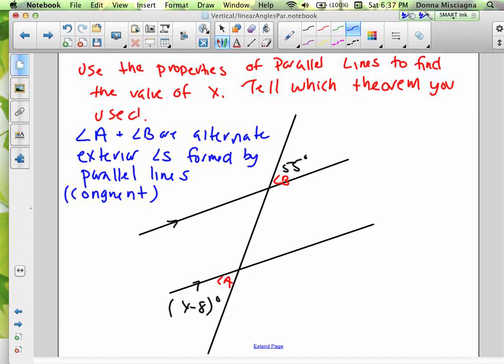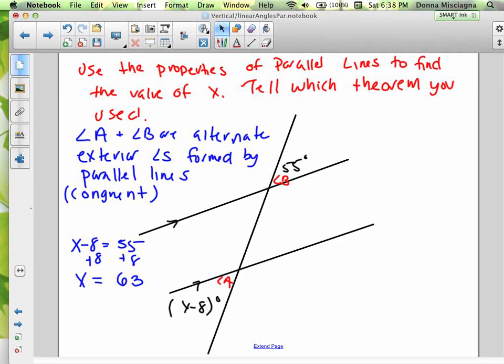Right, so we have two different kinds of relationships. We have angles formed by parallel lines, congruent and supplementary. Our alternate exterior angles are congruent. So we're going to set x minus 8 equal to 55. And now all we have to do is solve for x by adding 8 to both sides. And so x is equal to 63. And there we go. All there is to this problem. All right, let's solve another problem.